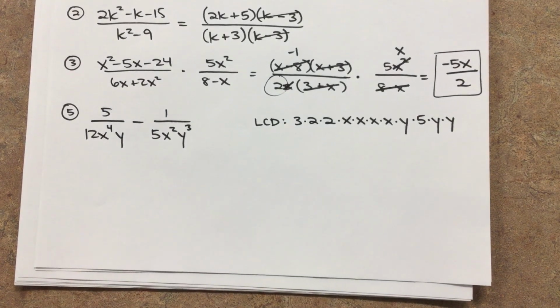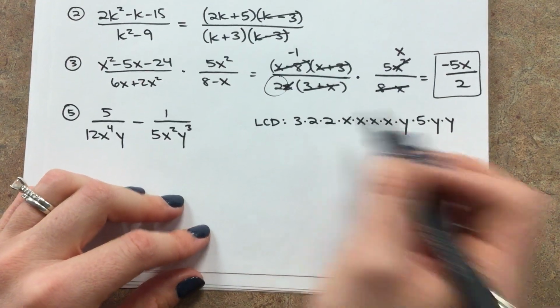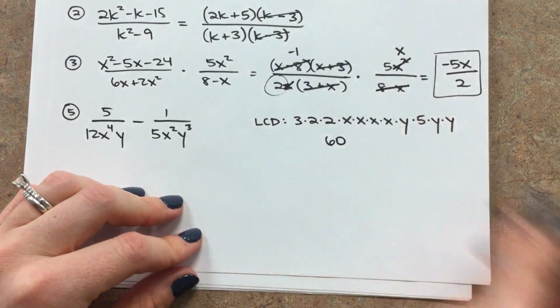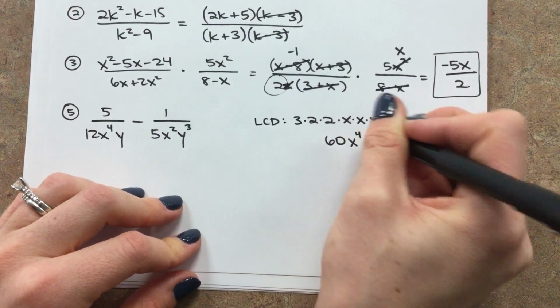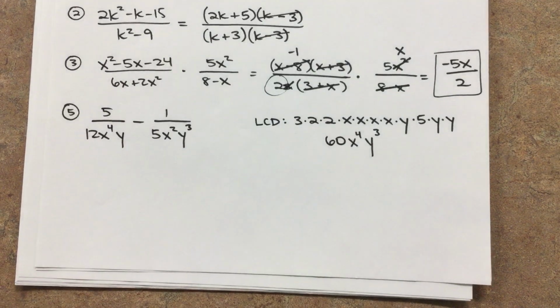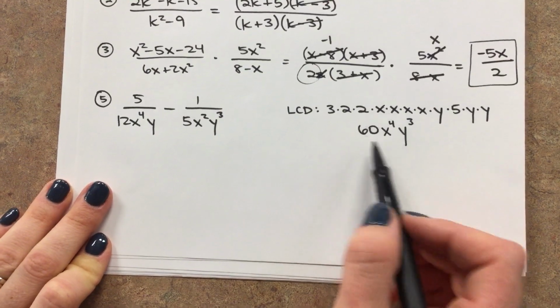So all those things would combine up. And these, we'd have 3 times 2 is 6, times 2 again is 12, times 5 is 60. And then we have an x to the 4th and a y to the 3rd. So like that's the eventual goal, is to make sure that both of those terms have the same denominator. Like both of these have to have this as a denominator.